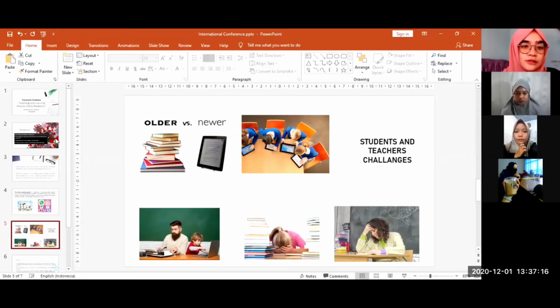Maybe there are some students that don't understand the material delivered by the teacher, and also it will be difficult for the teacher to deliver the material to some students who actually need more focus than other students.